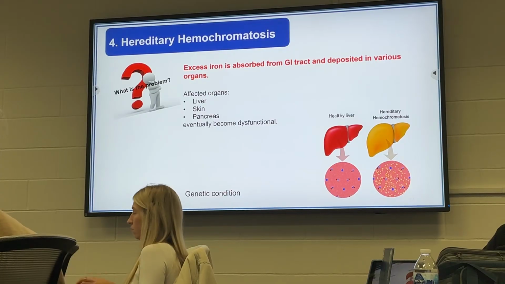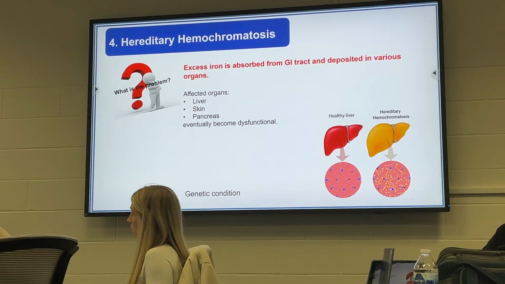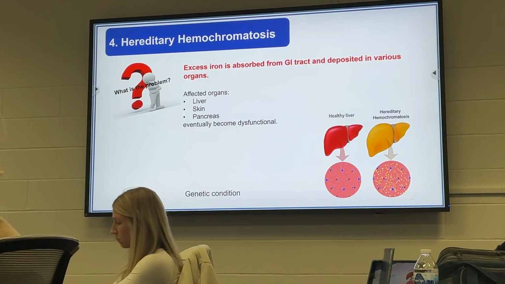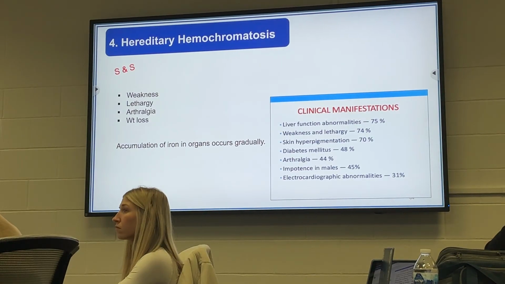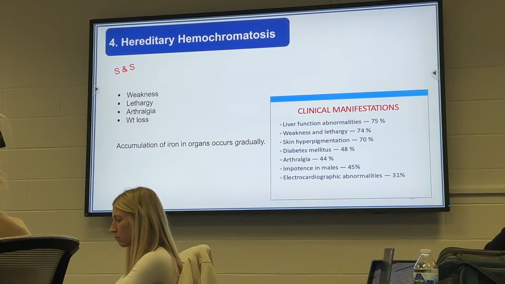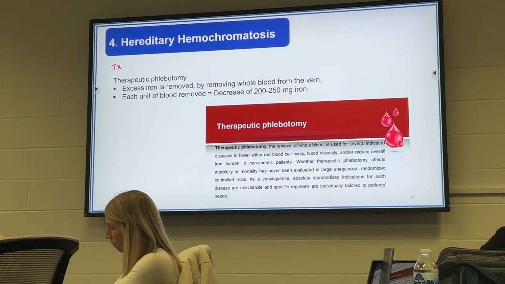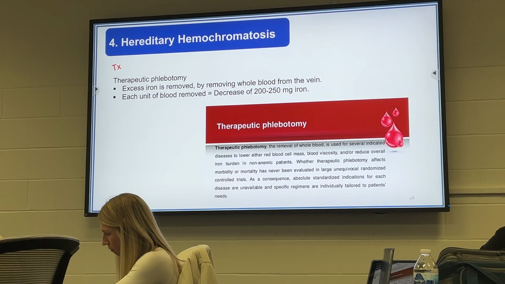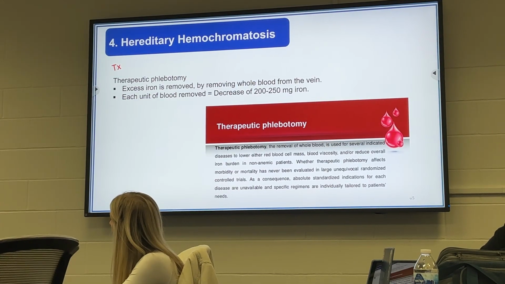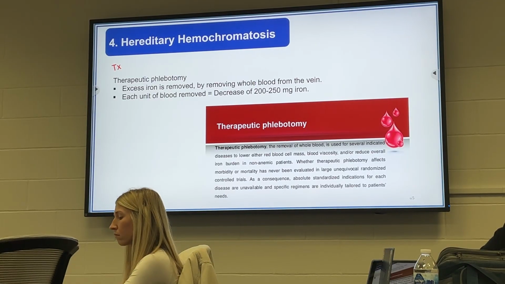Here's where there's too much iron, it gets absorbed from the GI tract and it goes and puts itself in other places. Iron builds up in the organs, causes all kinds of organ issues. In this case, because there's too much iron built up, you may have to have a patient come in for therapeutic phlebotomies, where we remove iron from your bloodstream because you have this hereditary condition.